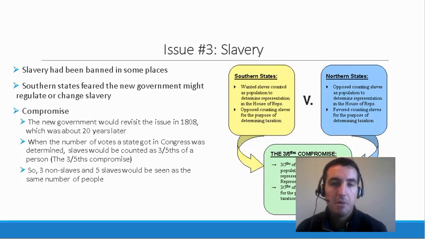I know this is horrible, and believe it or not, I'm not making this up. This was part of the Constitution. So 3 non-slaves, so 3 people that were not slaves, would count the same amount as 5 slaves would. So you would basically be counting slaves as less than one person. That was the compromise. You might be saying to yourself, my gosh, how could they possibly do that?